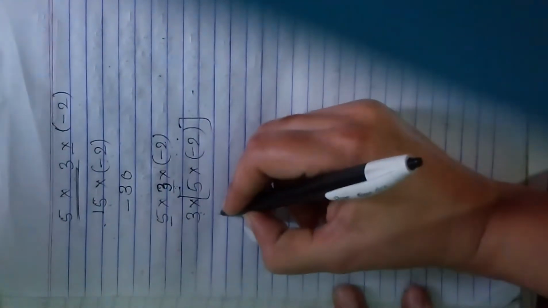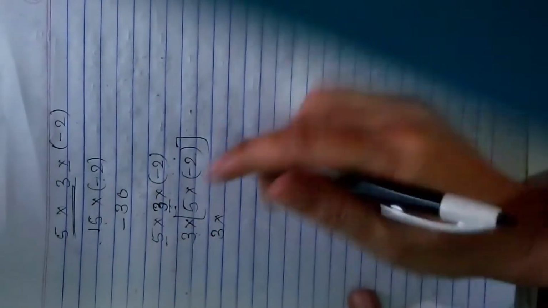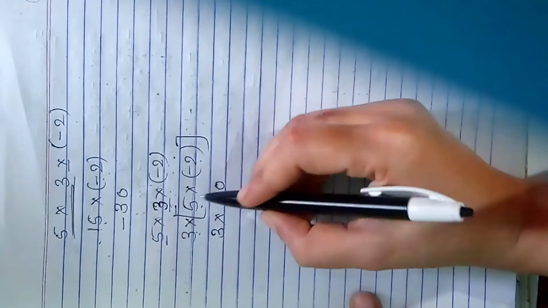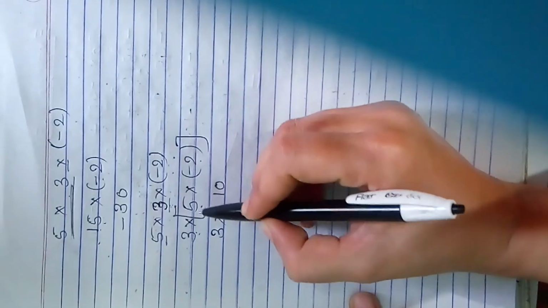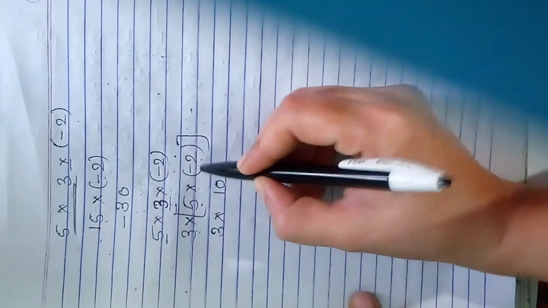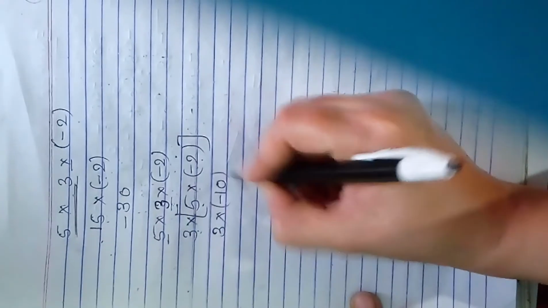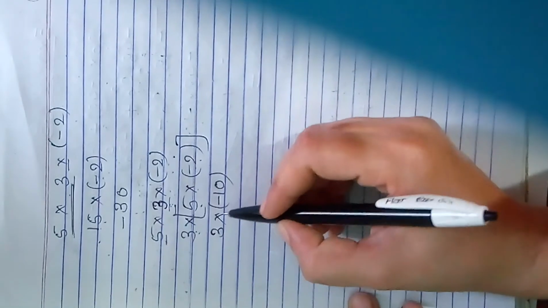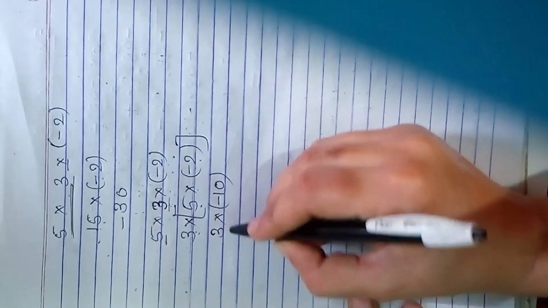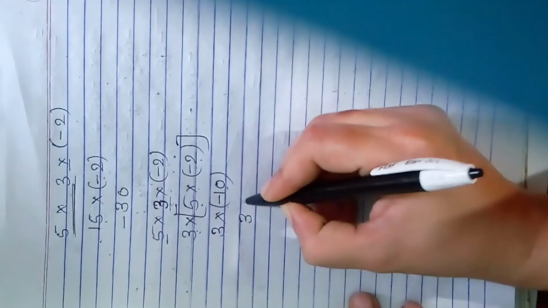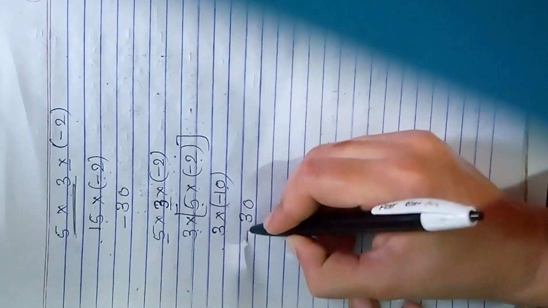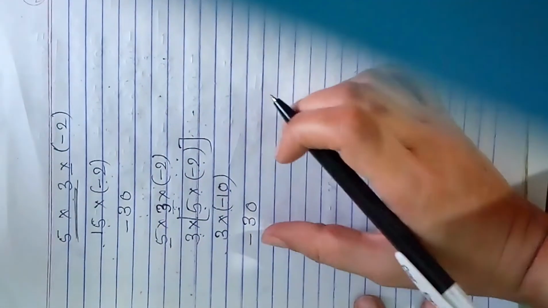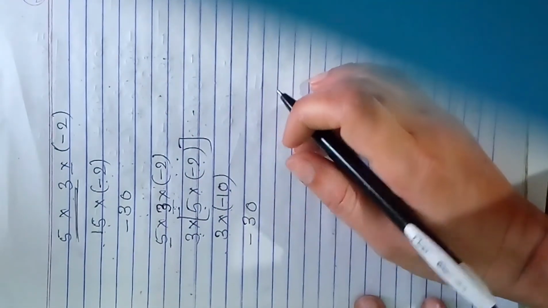With this, what can we get? 5 twos are 10, and when we multiply these signs, plus into minus gives us minus, in the bracket. Directly we can solve it. 3 multiplied by 10 gives us 30, and plus into minus gives us minus 30. So which method is easier to solve?